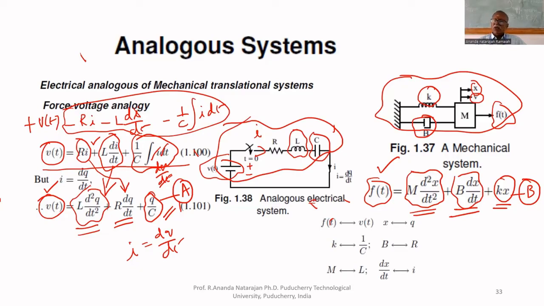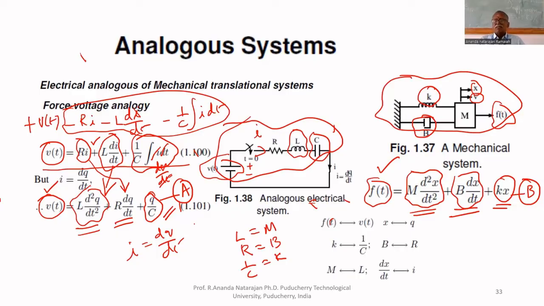If L equal to m, R equal to b, and 1 by c equal to k, both systems are analogous systems.